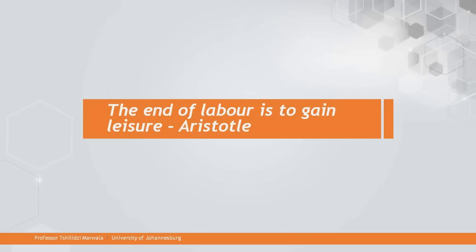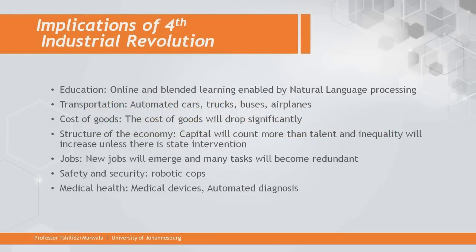Now, what is the implication of the fourth industrial revolution for education? I think the bricks and mortar are going to become less important. I can see people shaking their heads already. Because online blended learning enabled by natural language processing will become very, very key. The transportation, it's already here. Automated cars, trucks, buses, airplanes. Most of the pilots in aeroplanes are just spectators rather than active participants in the movement of the plane. The cost of goods will drop significantly.